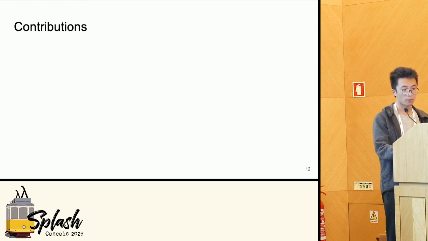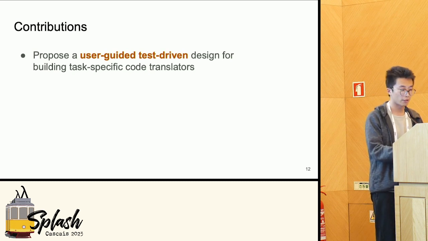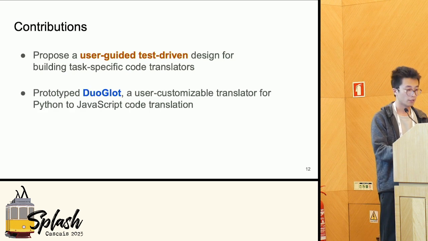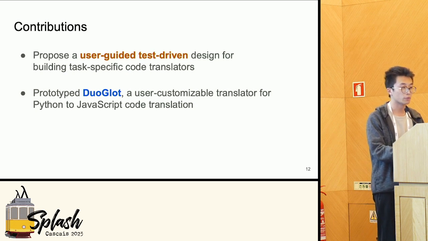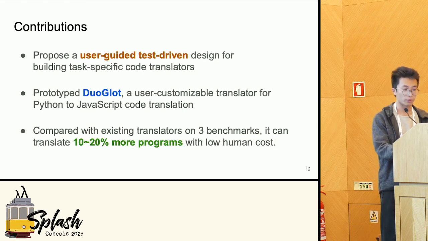So in this paper, we are making the following contributions. First, we propose a user-guided and test-driven design for building task-specific code translators. Second, we implement a prototype named DuoGlot, a user-customizable translator for Python to JavaScript code conversion. And third, we compare DuoGlot with existing translators on 3 benchmarks, and it can translate 10 to 20% more programs correctly with low human cost.